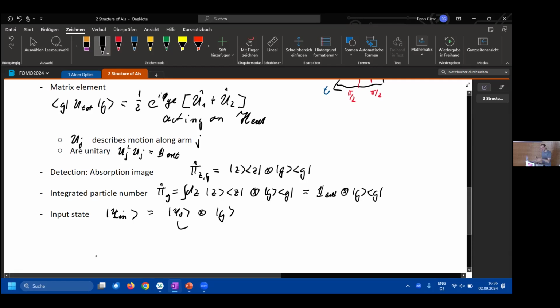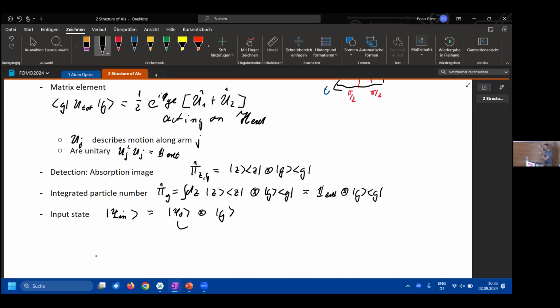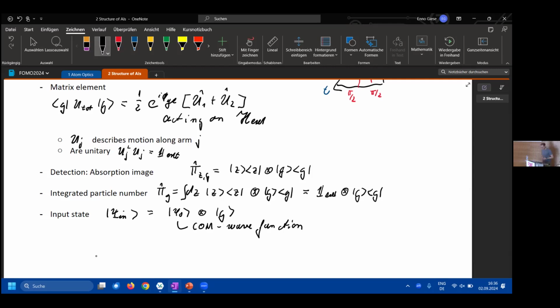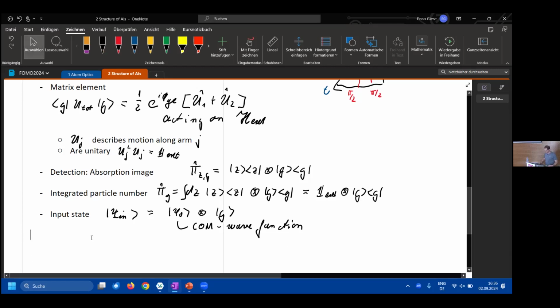You could also go in with an excited state. You even could go in with a superposition, but then it might already be susceptible to phase differences. Yes. So this here would be now the center of mass motion, a center of mass wave function. Okay. So all atoms are in the ground state and have some momentum position distribution. And now let's calculate the ground state population after the interferometer.